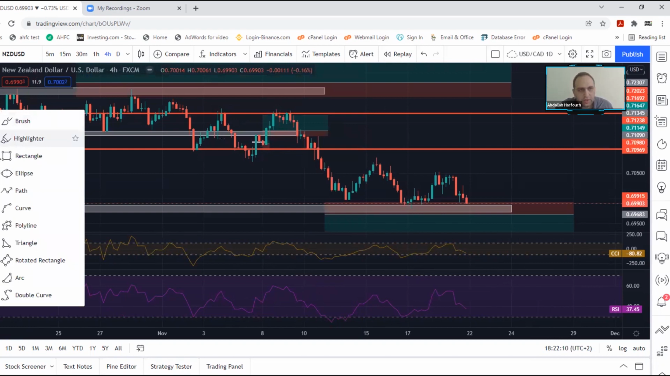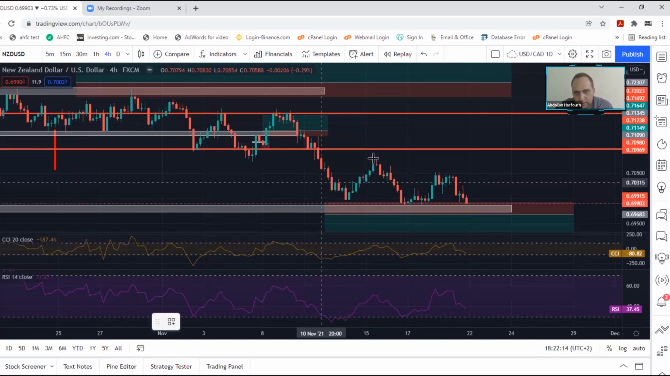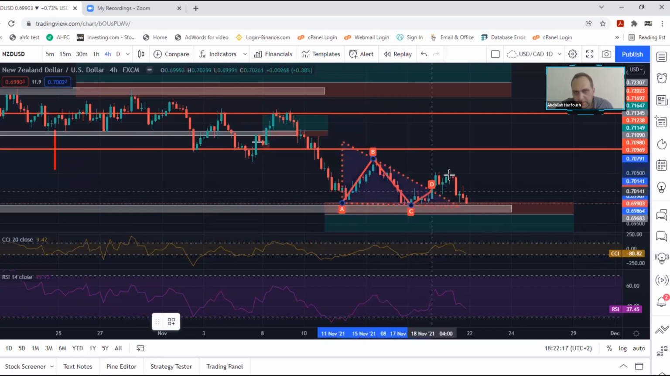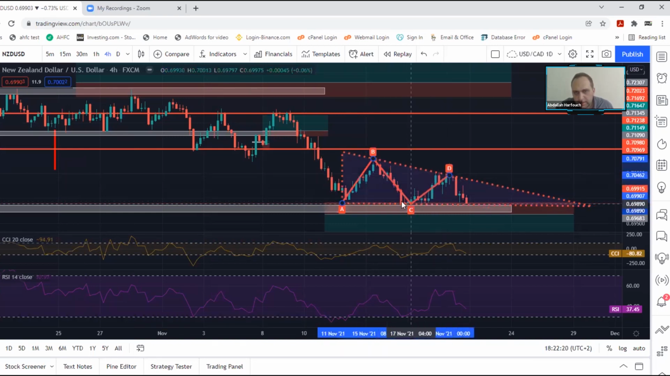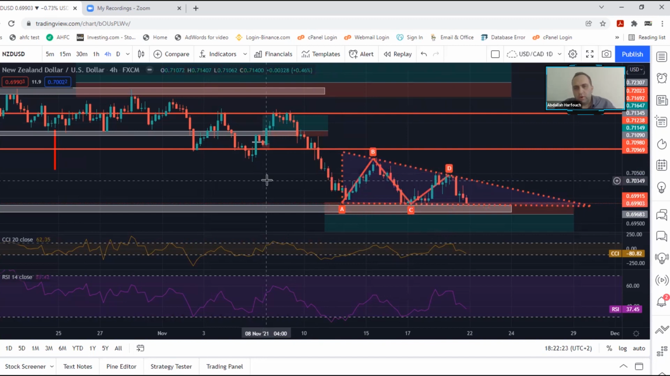I'm not really bullish for the NZD USD, to be honest. I might not even have a buy. It's very clear and clean. I think we are heading more down, to be honest.